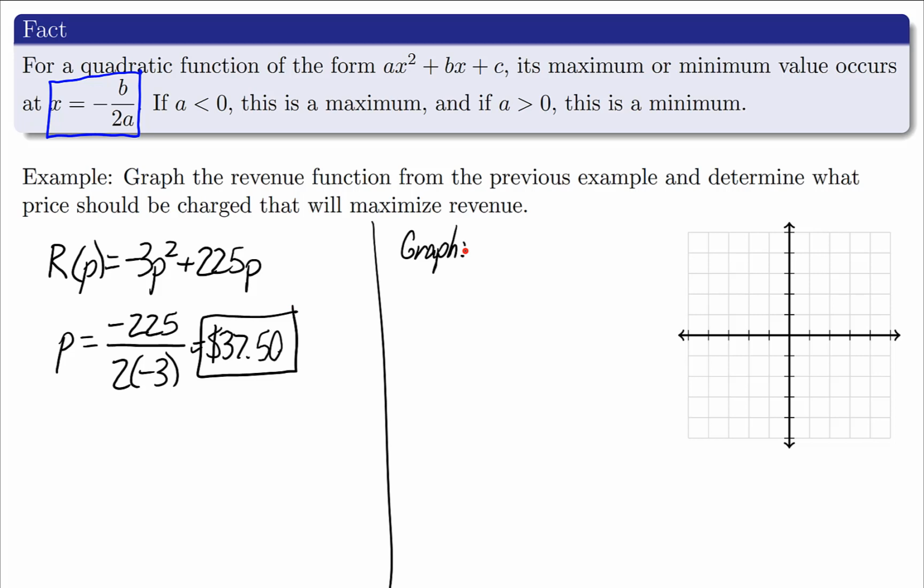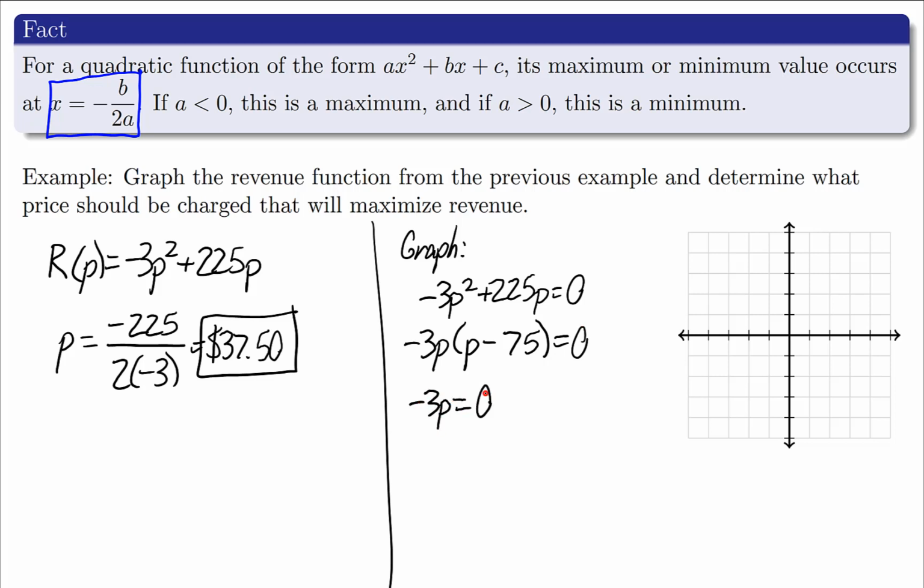Now let's draw the graph. Just to give you a quick introduction to how we'll graph quadratic functions, I'm going to start off by finding some x-intercepts. I'll do that by setting the function equal to 0. Then I'll factor it. I can factor out a negative 3p, and that leaves me with p minus 75, still equal to 0. Then you set each one equal to 0. When negative 3p is equal to 0, I get p equals 0. When p minus 75 is equal to 0, I get p equals 75. Those x-intercepts will help us draw this a little bit.